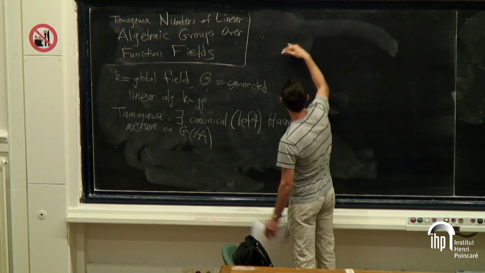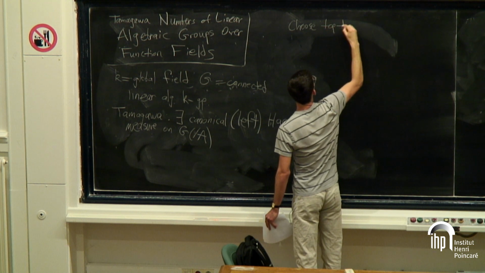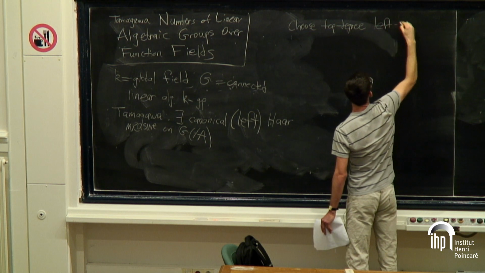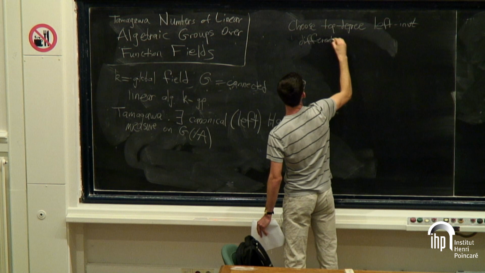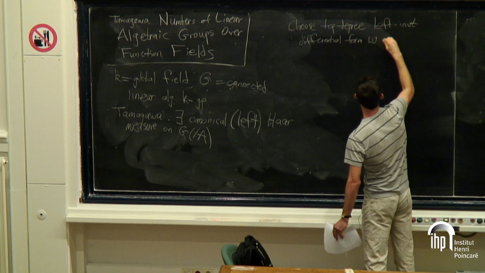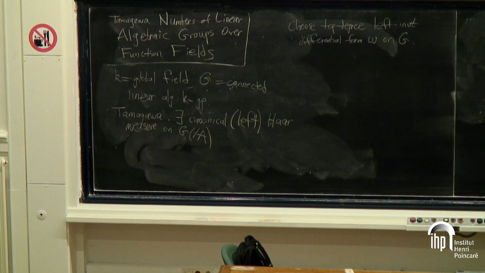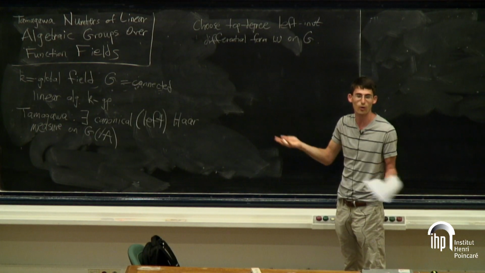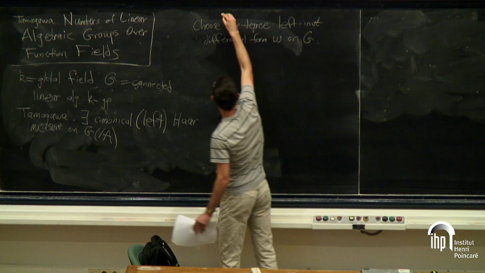So what you do is you choose a top degree left invariant differential form omega on G. And the way you choose this is you just take an element of the top exterior power of the cotangent space at the identity, and you translate it around. That gives you one, and that's how you get all the left invariant ones. I could say non-zero.